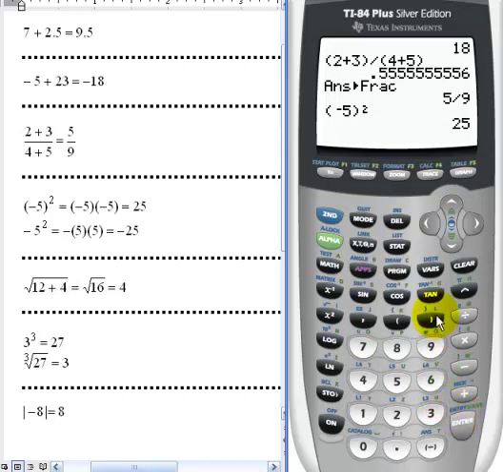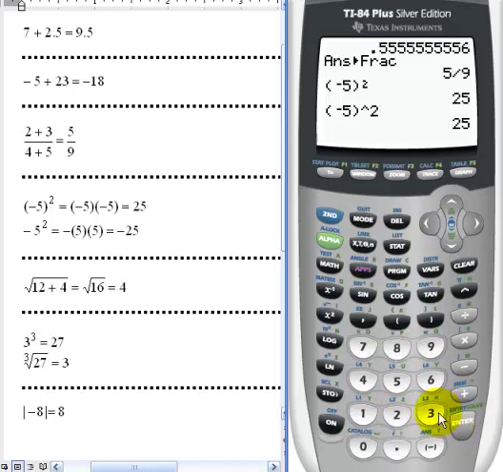The other way to raise things to powers is the caret key over here. So I could do this exact same problem, parenthesis, -5, close parenthesis, and raise it to the power of 2, and that is the same thing as squaring. We use the square so often that they very kindly put a special key for it, but I could always use the caret key for any power that I want to raise a number to.